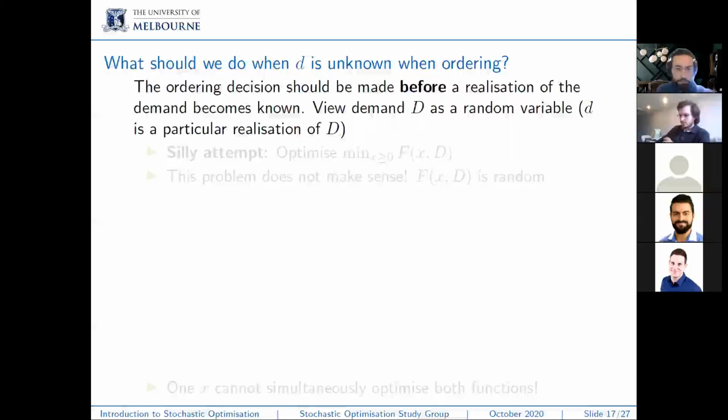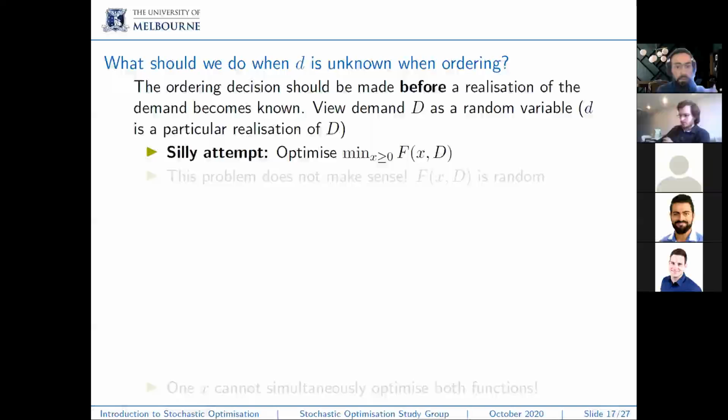Now, what happens when D is unknown, which is the context of this talk? The ordering decision has to be made before the realization of the demand becomes known. So in this context, we're viewing the demand as a random variable, and we denote it as a capital D to differentiate it from the small d, which represents a particular realization of D.